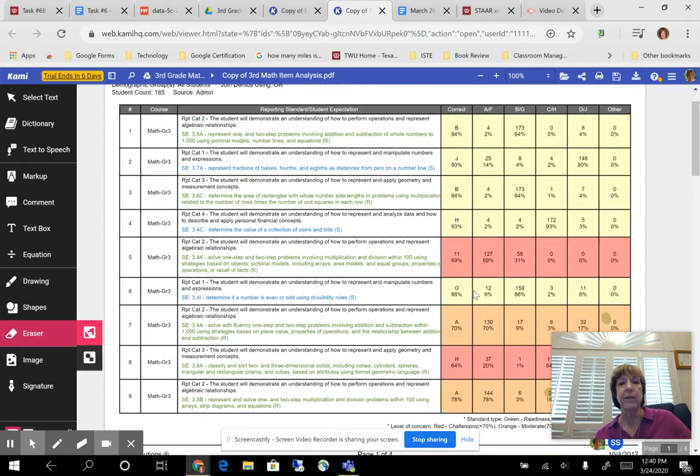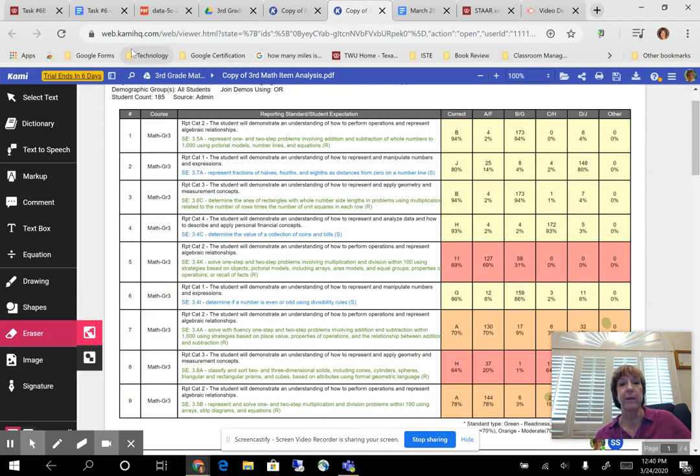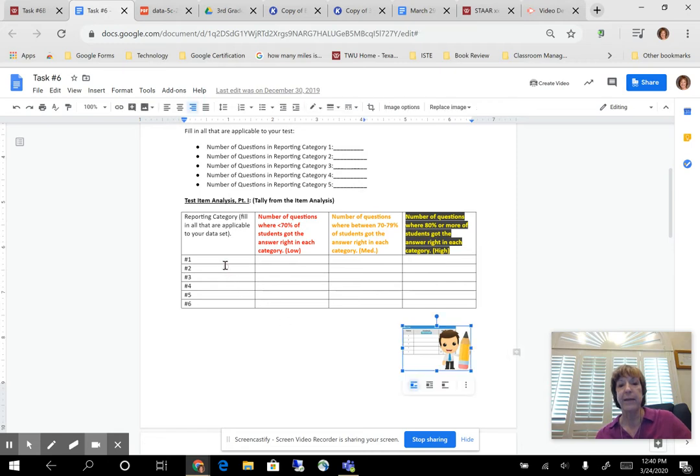All right, so what does all this mean? Let's go back to our paper. What we're being asked to do, and this is kind of the tedious part of it, is look at each reporting category and actually tally the number of questions that fall into each of these 3 areas. So for example, let me look.